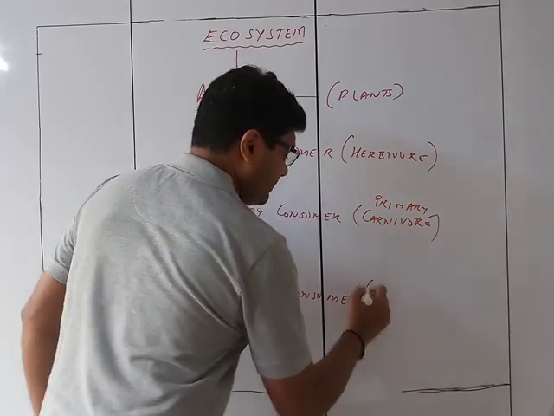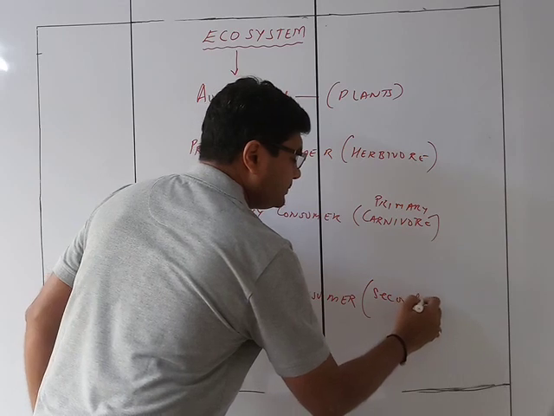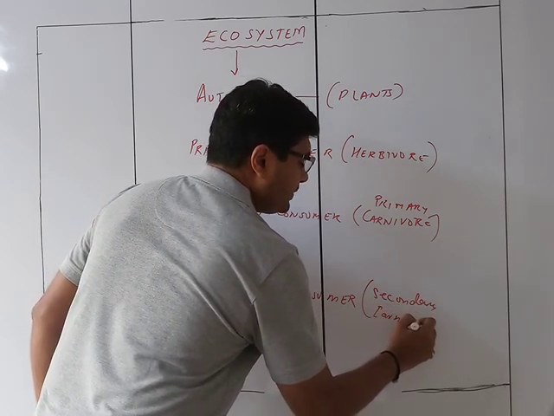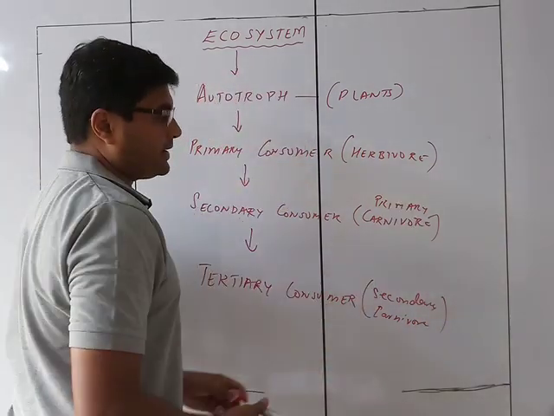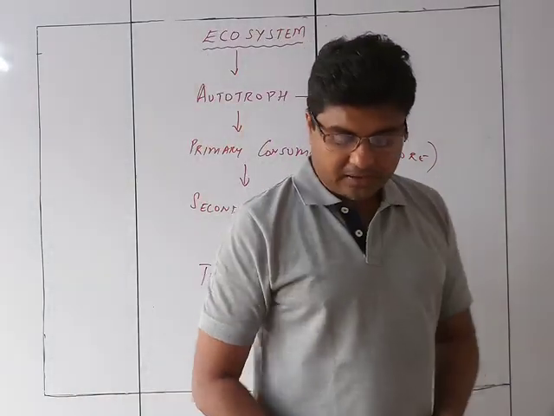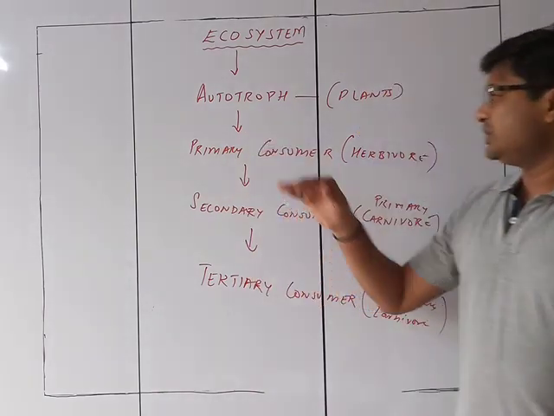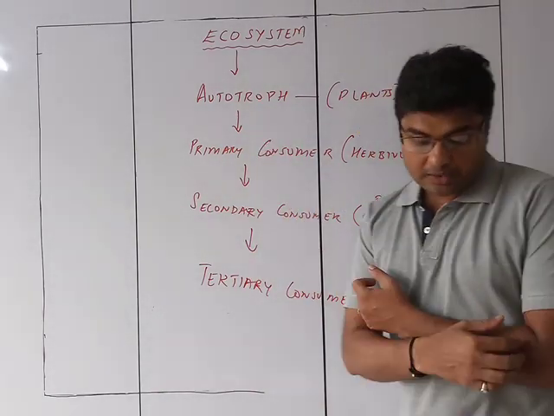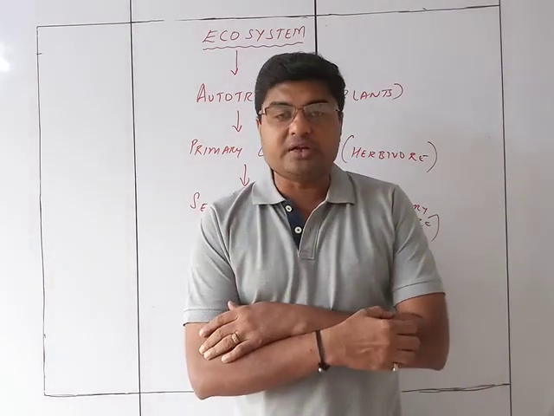and then there could be a secondary carnivore. So the secondary carnivore is the one which will be eating the primary carnivore. So accordingly, we have this particular kind of chain from producer to primary consumer to secondary consumer to tertiary consumers. Now we come to the components of the ecosystem.